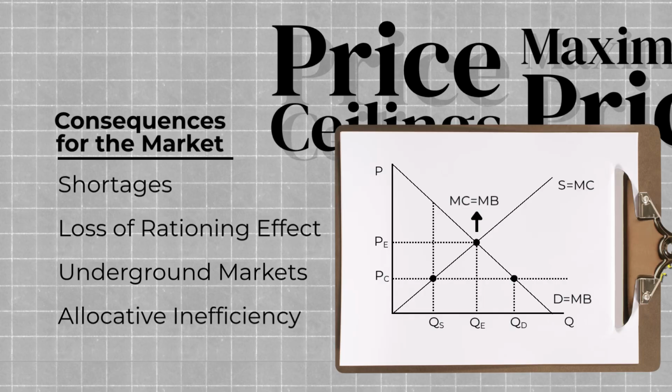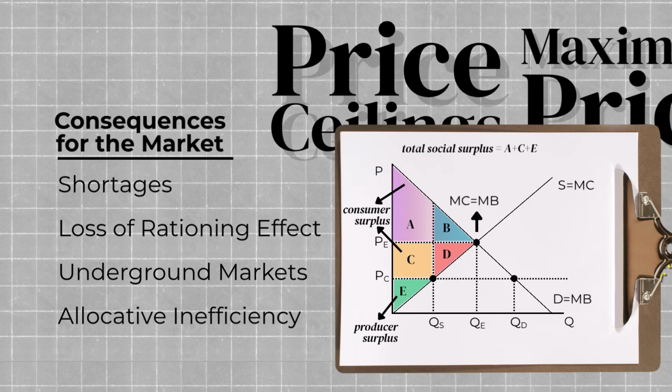This is represented by the area of the triangle B. Then the producers are missing out on additional revenue by being forced to sell at an artificially low price. This is represented by the area of the triangle D. The consumer surplus becomes the area of A plus C, and the producer surplus drops to just E. We can find the total social surplus by adding the areas of A plus C plus E. And we can find the total welfare loss by adding the areas of D and B together.